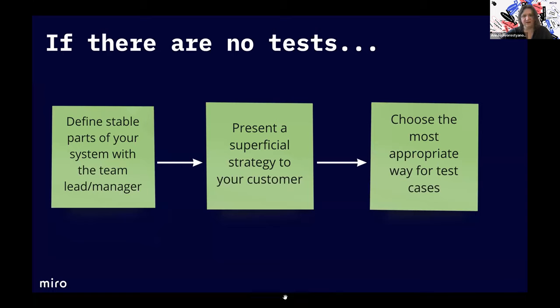So first of all, you need to define stable parts of your system. That crazy project that I mentioned before, with 13 developers and me only, was really difficult to test because it was really changeable. We had just overcome the MVP stage and we got a lot of feedback from our customer and his employees, and we realized that we needed to change everything. And all the tests that I wrote, automated tests and manual test cases, were just thrown away. Yeah, and I needed to start from scratch.